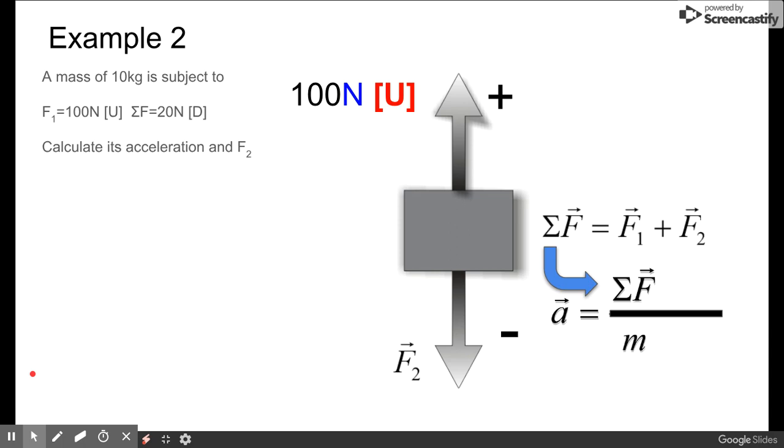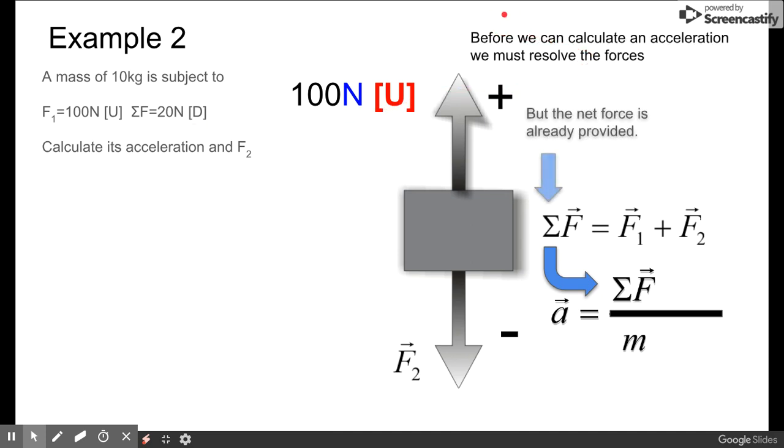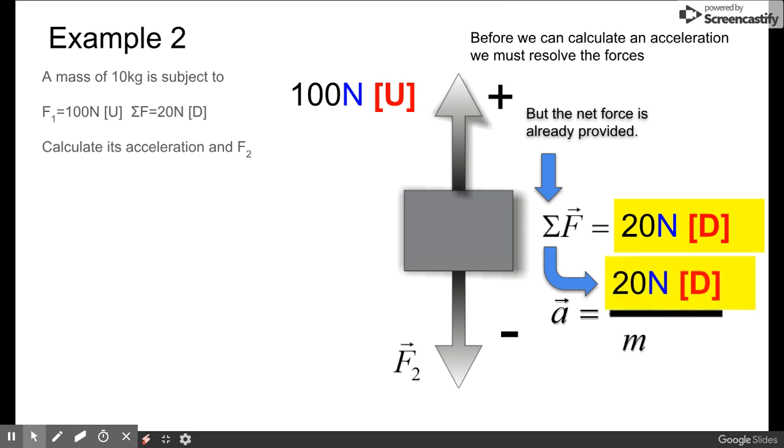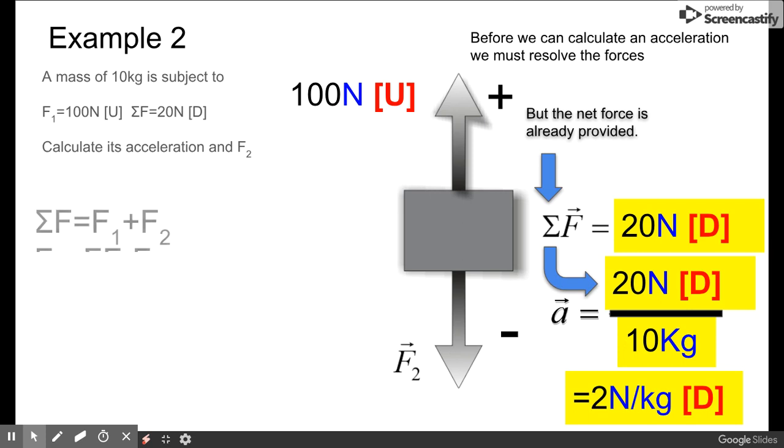Let's try a simple example. We have 100 newtons up, and I'm telling you the total. I'm already giving you this. What I haven't told you is this one, but if I've given you the net force already, then you can actually calculate the acceleration right away. So we don't have to resolve the forces now. It's been done for us. So we put in our net force, stick it in the equation, divide by mass, and we get 2 meters per second squared, or 2 newtons per kilogram down.